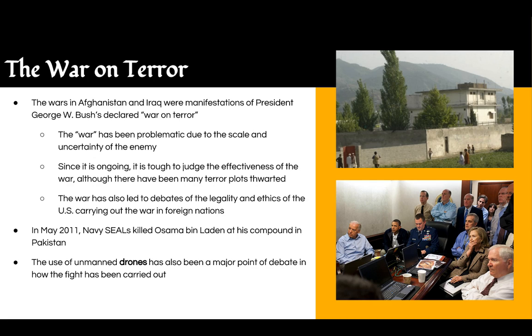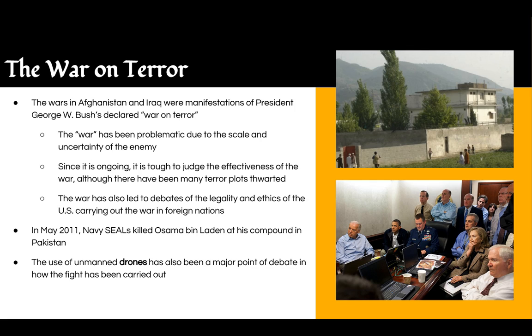One example of this is in May of 2011, the United States sent in Navy SEALs to the compound that you see here at the top, where Osama bin Laden was holed up in Pakistan. And the United States basically goes into Pakistan, carries out the killing of Osama bin Laden, and leaves. But in doing so, basically violates the sovereignty of Pakistan by invading.